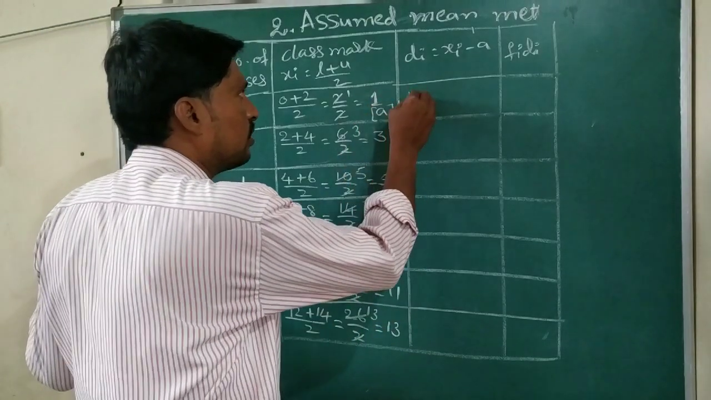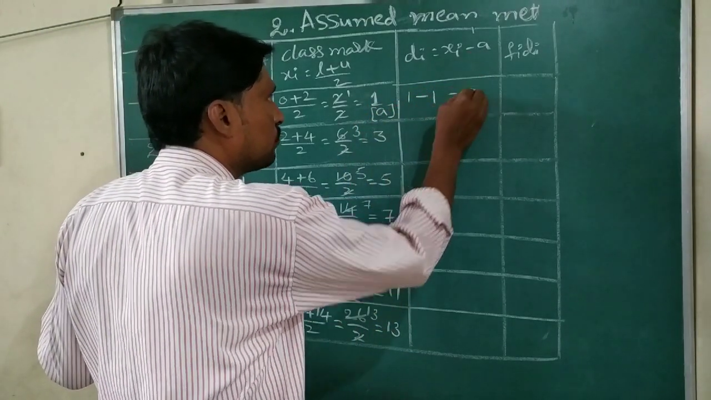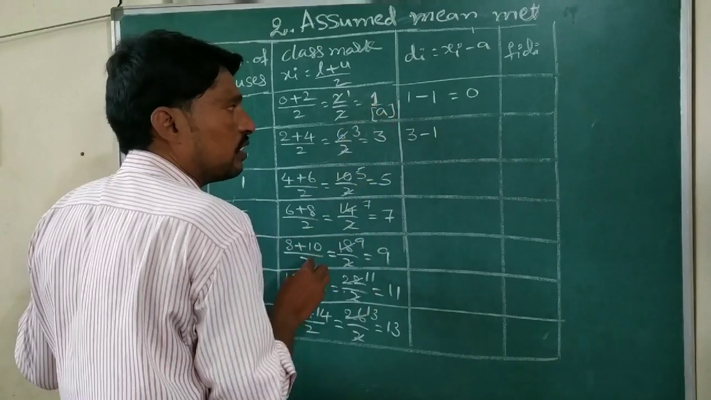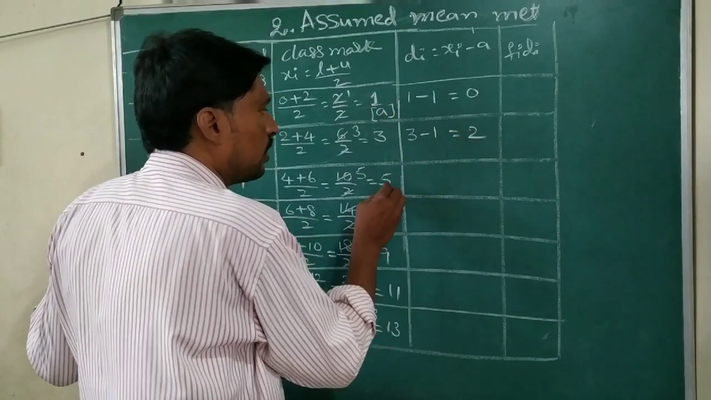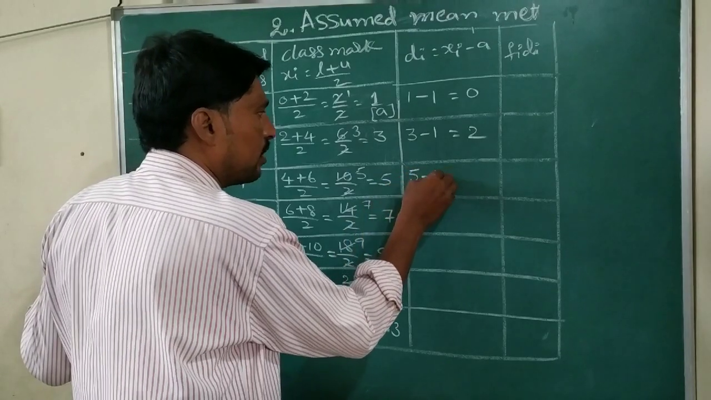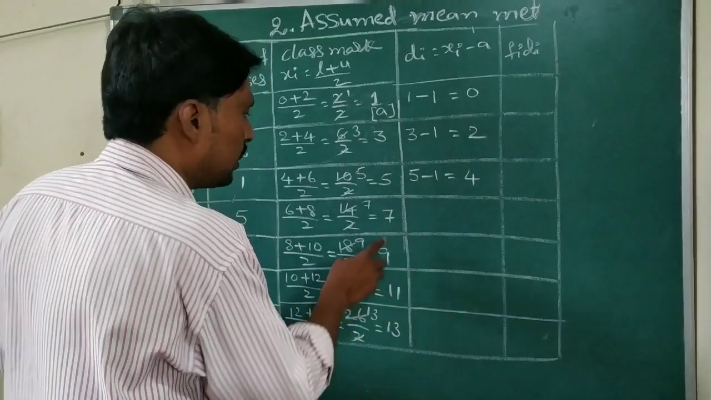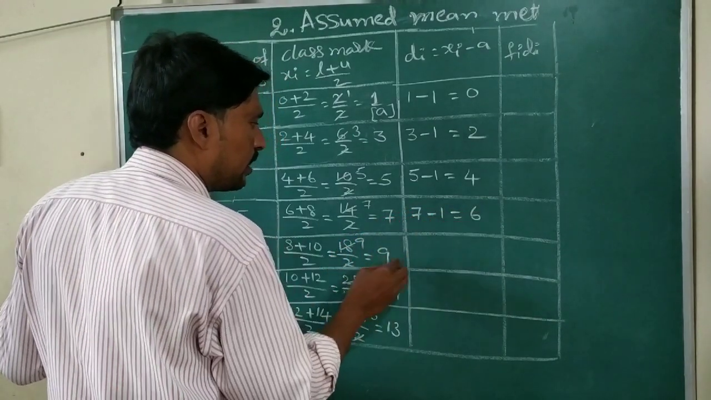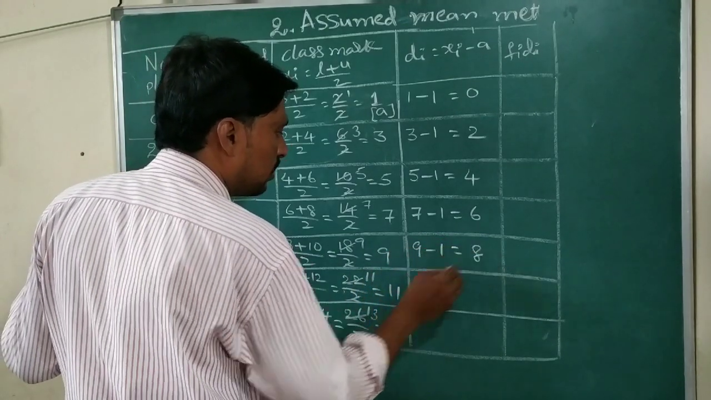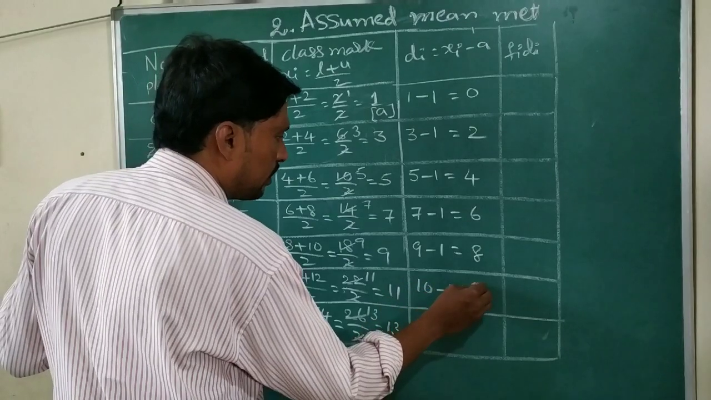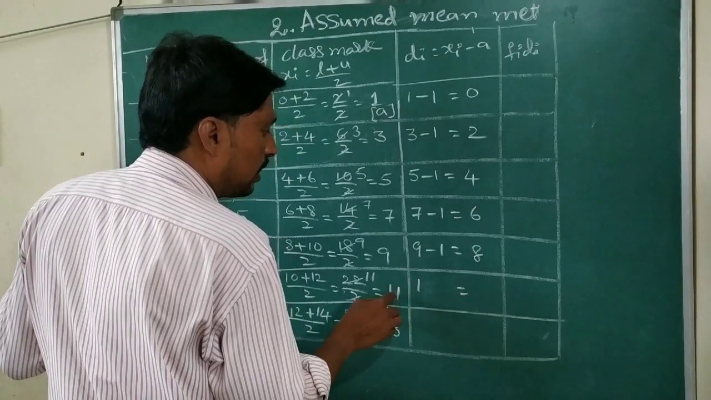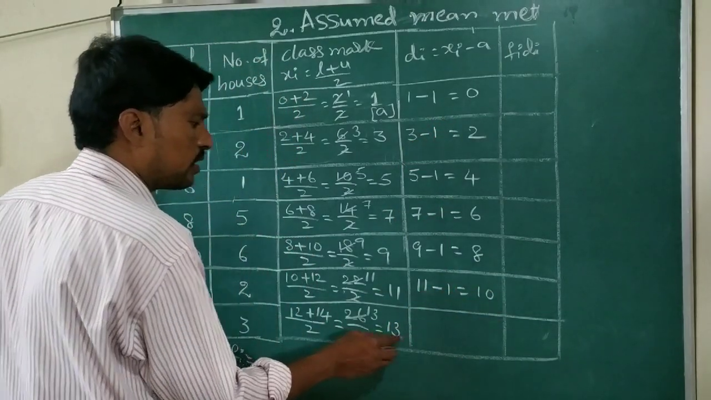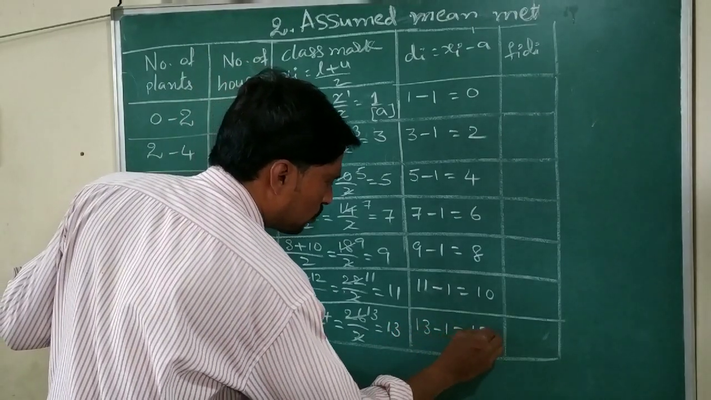So here Xi is 1, minus A, also 1. 1 minus 1 is 0. Next Xi is 3 minus A is 1. The A value 1 only we took now. So 3 minus 1, 2. Next Xi is 5 minus 1, that equals 4. Next class interval, 7 minus 1, that equals 6. Next 9 minus 1, that equals 8. Xi is 11 minus A is 1, that equals 10. Last class interval, class mark is 13 minus 1, that equals 12.